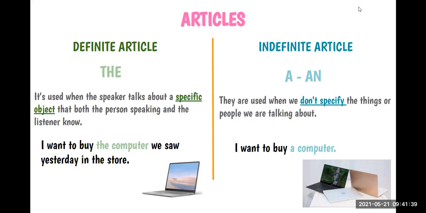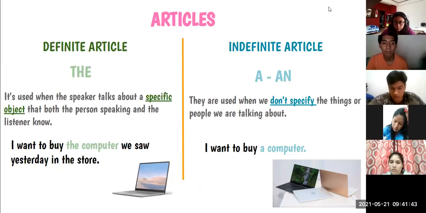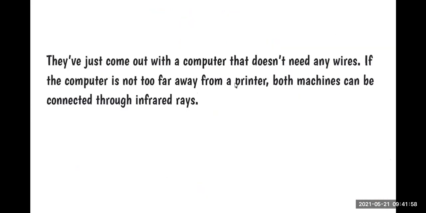Okay, any questions until here? Okay. The article the is only for a specific object. Very good. Yes, only for specific objects, places, or maybe people, things. Okay. Okay, let's move on. So here you have a sentence, and I want you to tell me which are the articles in these sentences. It says, they've just come out with a computer that doesn't need any wires. If the computer is not too far away from a printer, both machines can be connected through infrared. Which are the articles in this phrase?